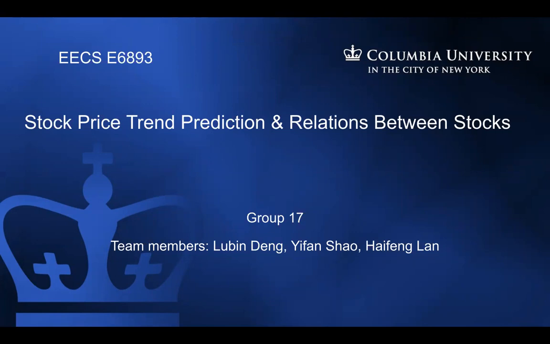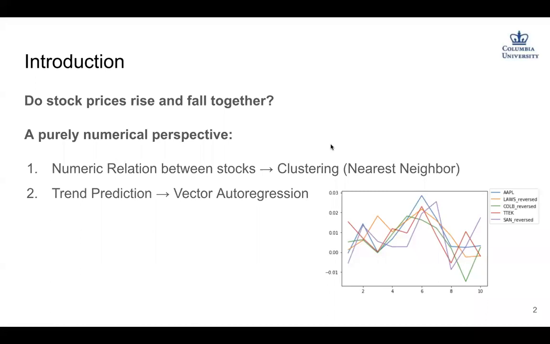We are doing stock price trend prediction and relations between stocks. We are wondering, do stock prices rise and fall together? And we will look at this problem from a purely numerical perspective. First, we use clustering algorithms such as nearest neighbors to form clusters of related stocks. And then we use this group of stocks to do vector autoregression, which is a time series model to predict the future trend.